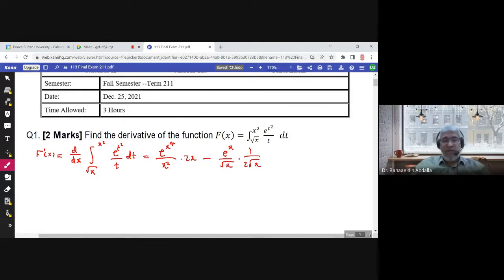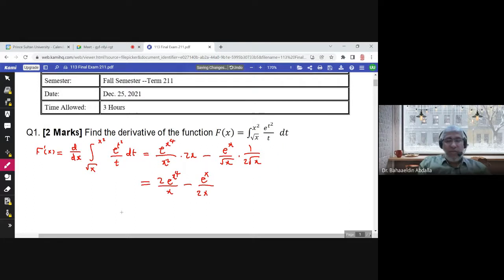So after simplifying this, I will have 2 e to the power x to the power 4 over x, because x cancels with x squared. And here I have e to the power x over square root of x times 1 over 2 square root of x, and square root times square root of x would be just x. So this is the final answer.